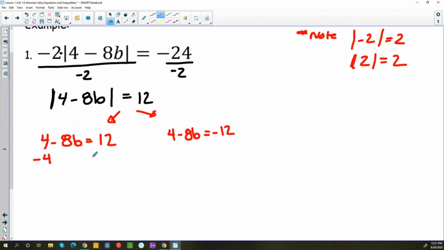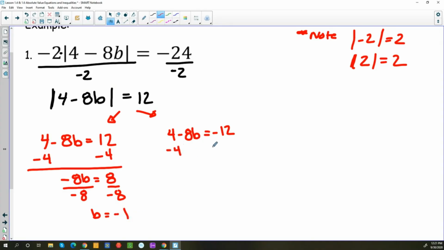For this one, we subtract 4, we get -8b equals 8. Divide by -8, divide by -8, we get b is equal to -1. We do the same thing for the other one. Once you do that, you get -8b equals -16. Divide by -8, we get b equals 2.